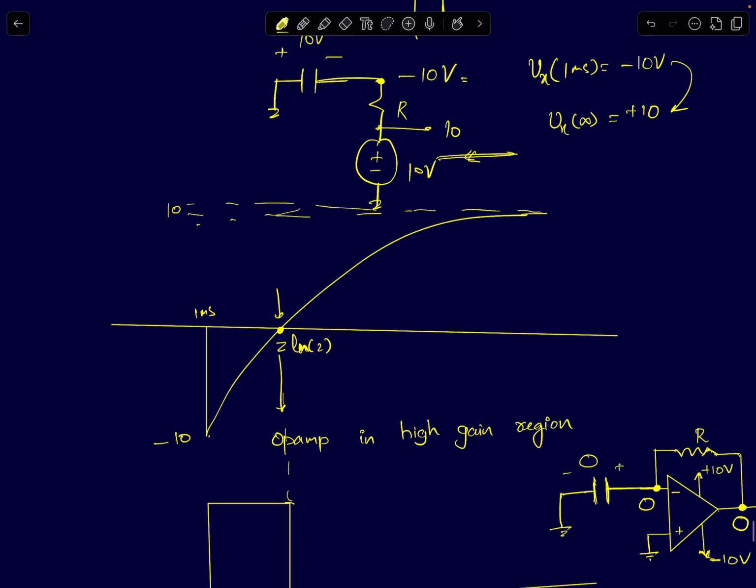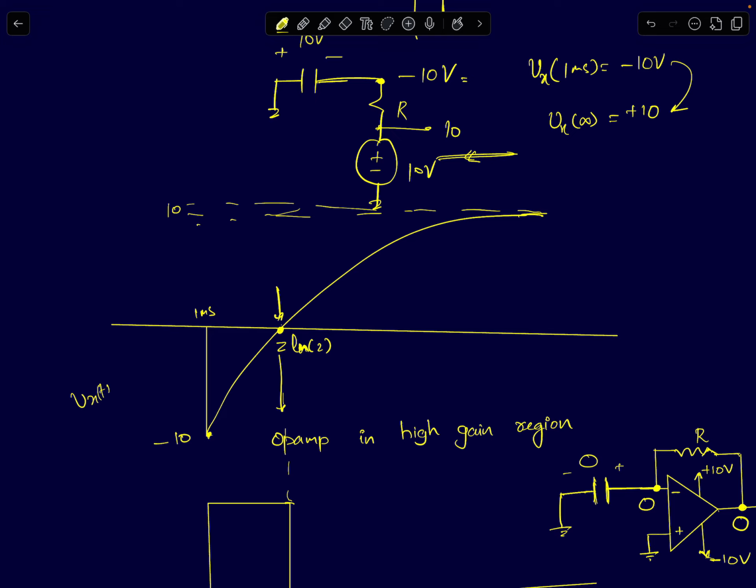So Vx is supposed to reach plus 10 volts. So this is how it will look like. Vx of t will start off at minus 10 volts at 1 millisecond, and then it will start charging to plus 10 volts. As your Vx of t starts charging from minus 10 and reaches 0 volts, the same thing will happen as what happened for the rising edge case when a positive step input was applied.